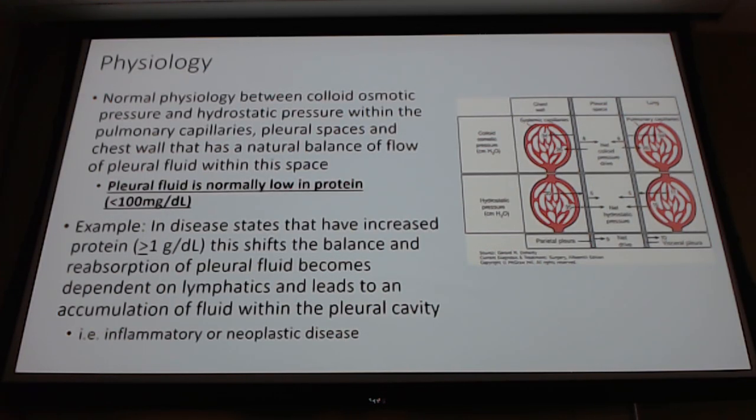Physiology. I am not going to go through the actual physiology of why lungs do what lungs do. Okay. The biggest thing I want you to take away is the pleural fluid is normally low in protein. Okay? When you have disease states that increase that protein, you can actually have shifts that basically lead to the normal reabsorption of the pleural fluid not happening, okay, which is why we get pleural effusions most of the time.